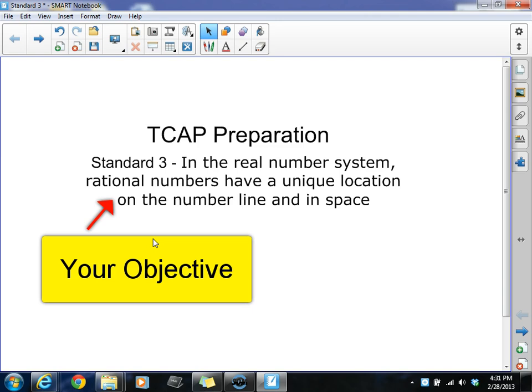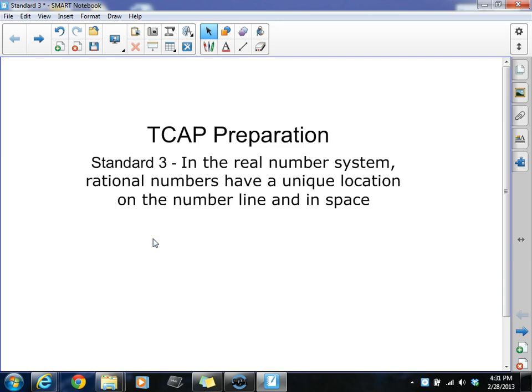Alright, as we hit our third standard TCAP preparation, we're actually going to be hitting something that we really haven't covered yet in math. We'll actually be covering it a couple weeks after TCAP. So I figured I'd spend some time preparing you a little bit for what the test will cover.